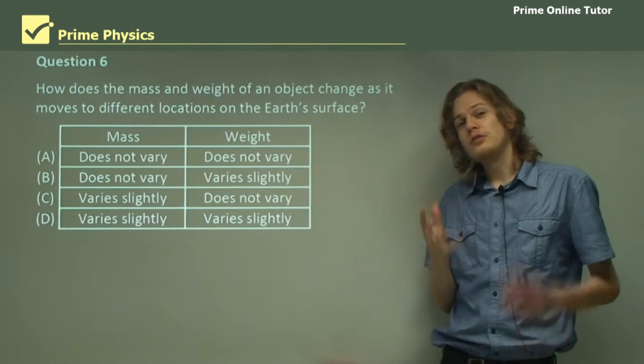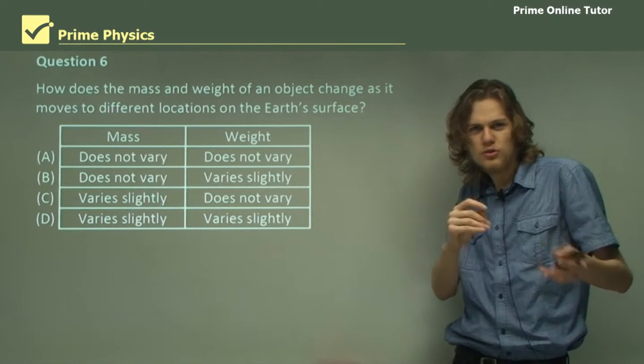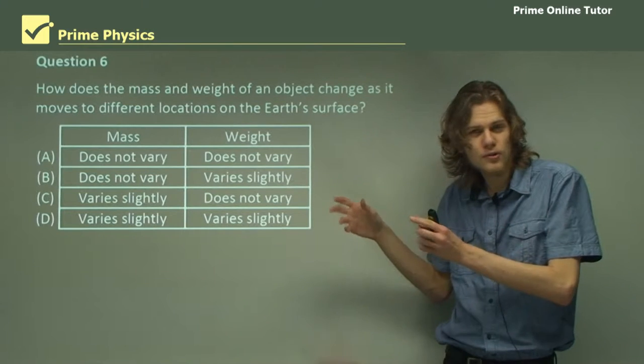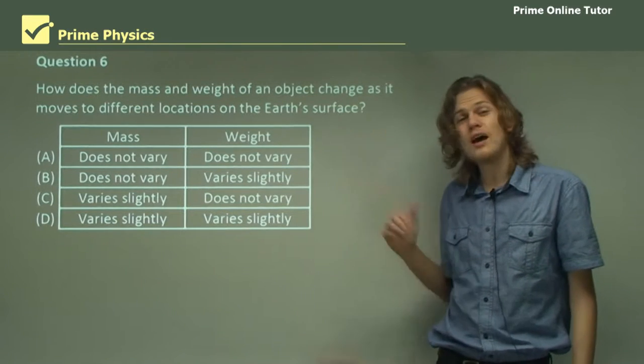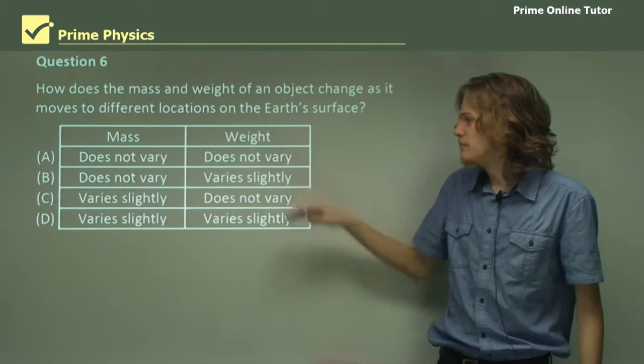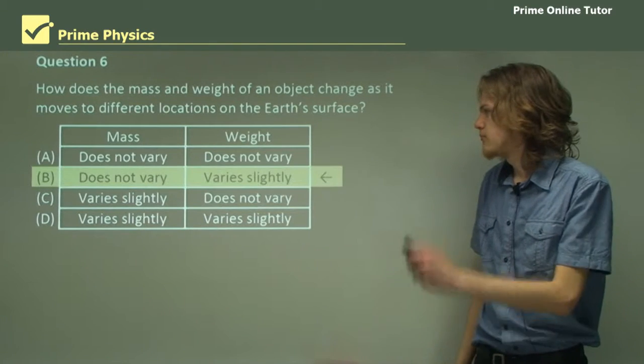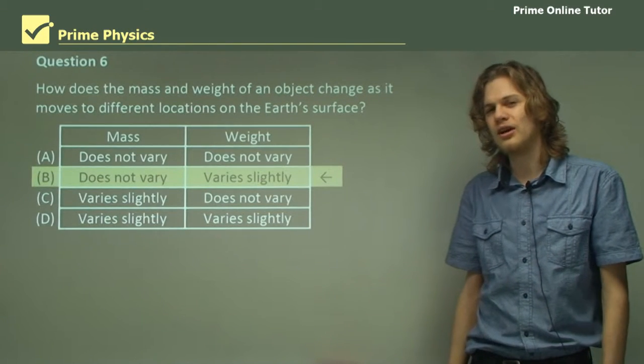Now, we know that the gravitational field over the Earth is not quite constant due to the irregularities in the Earth's surface. So that means that the weight can vary slightly. Out of A and B, that means that the answer has got to be B. So this is the correct answer.